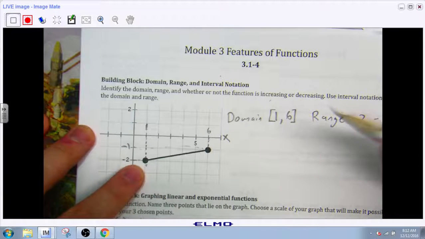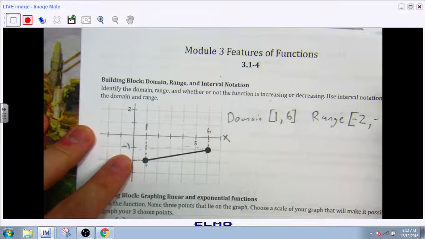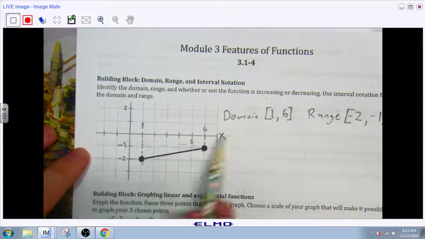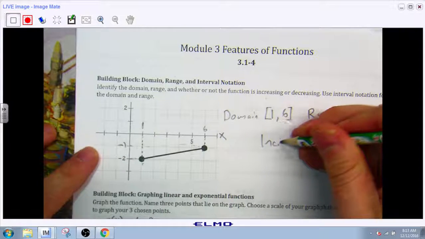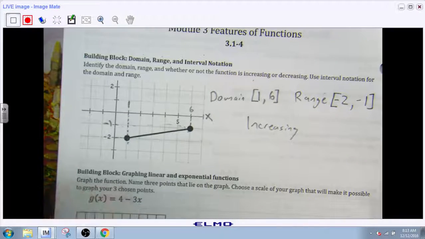-2 is a solid dot, so it's included, so I draw a bracket. -1 is a solid dot, so it's included, so I draw a bracket. And I see as I move from left to right, it's going up, so I would say this function is increasing. That's it. That's the answer. All right, let's go on to the next one.